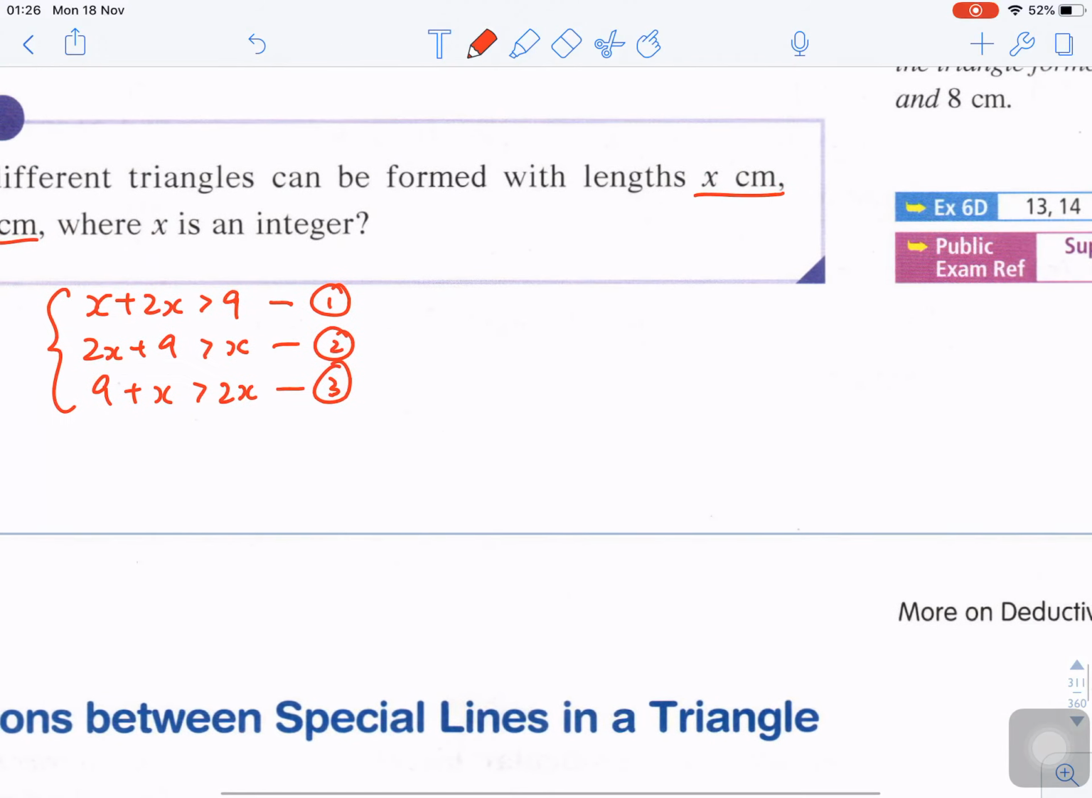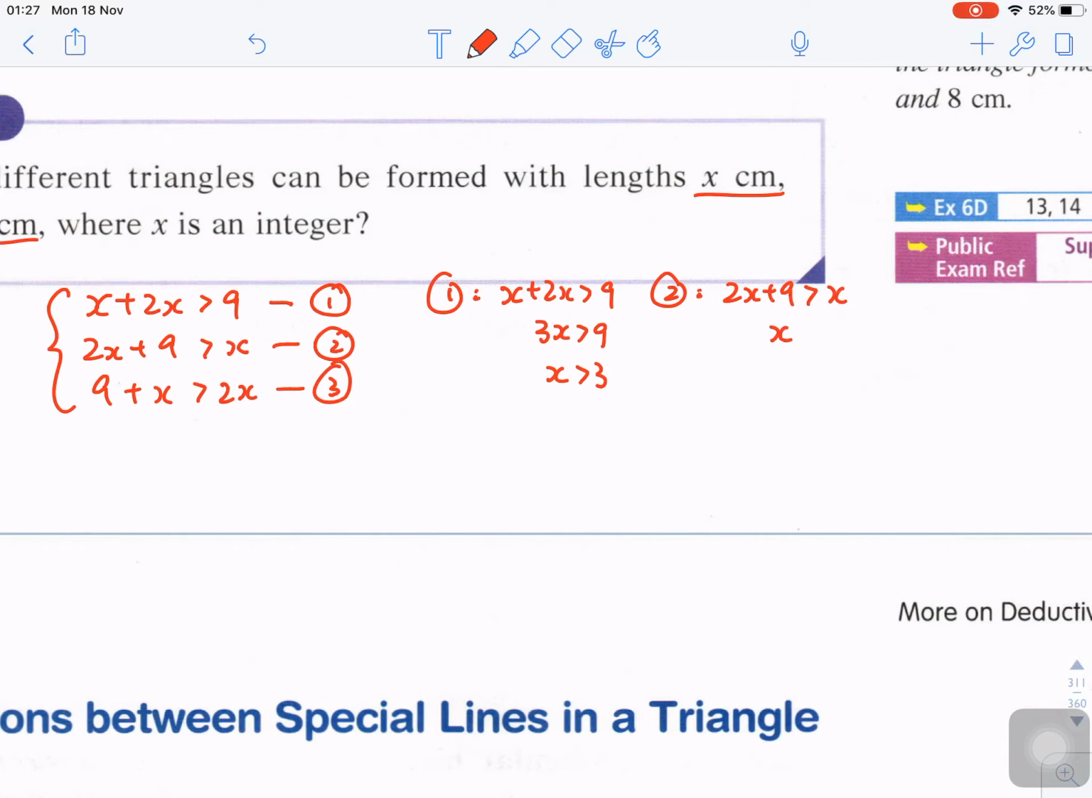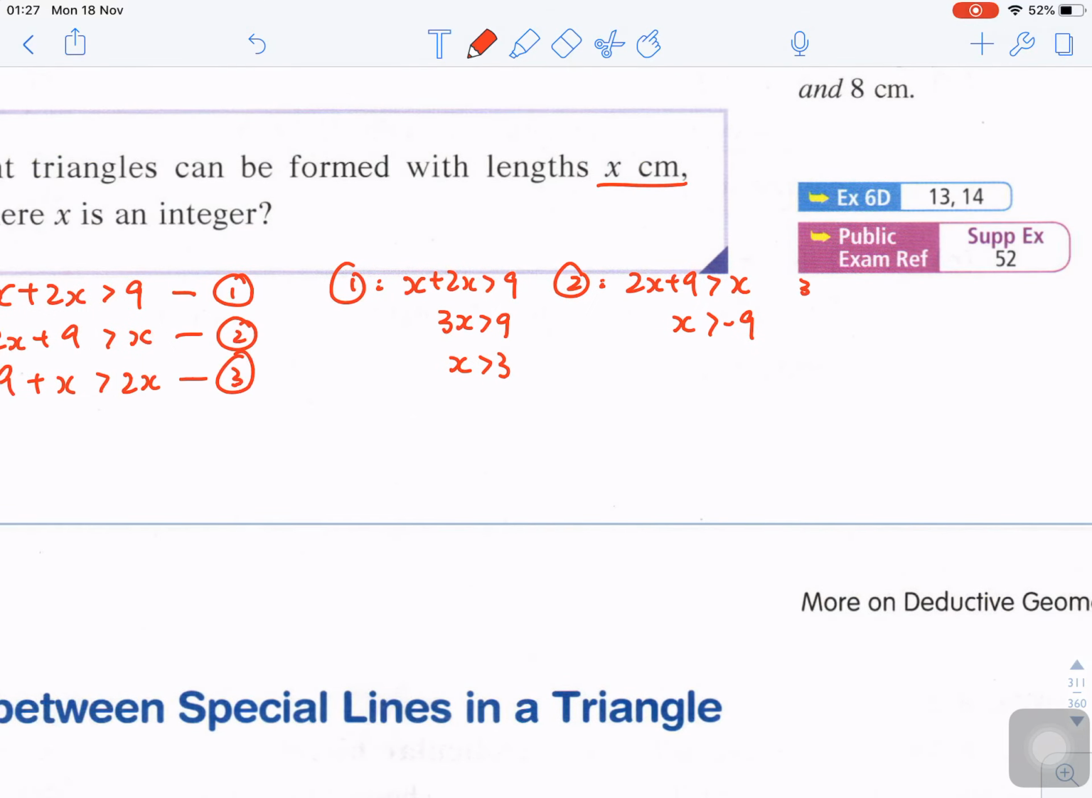Okay, we solve it one by one. For the first, x plus 2x is larger than 9, so 3x is larger than 9, so x is larger than 3. For the second, 2x plus 9 is larger than x, so x is larger than negative 9. The third one, 9 plus x is larger than 2x, so 9 is larger than x, so x is less than 9. Now we have three inequalities.